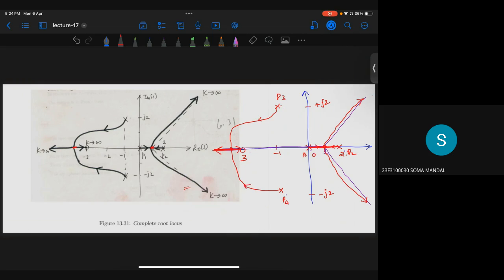So that's how the root locus looks like. See, the starting points are the poles when k is equal to 0. Ending points are the zeros when k is tending to infinity. So this is k tends to infinity. This also k tends to infinity. This is k tending to 0. So starting points are k tending to 0. Ending points are k tending to infinity. Is this clear? Any doubt you can ask me.